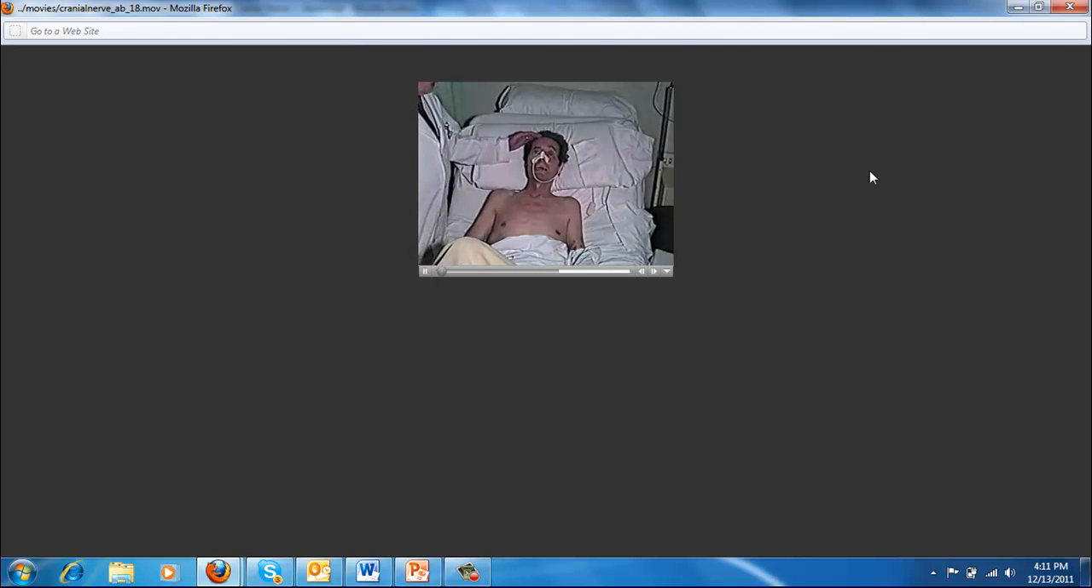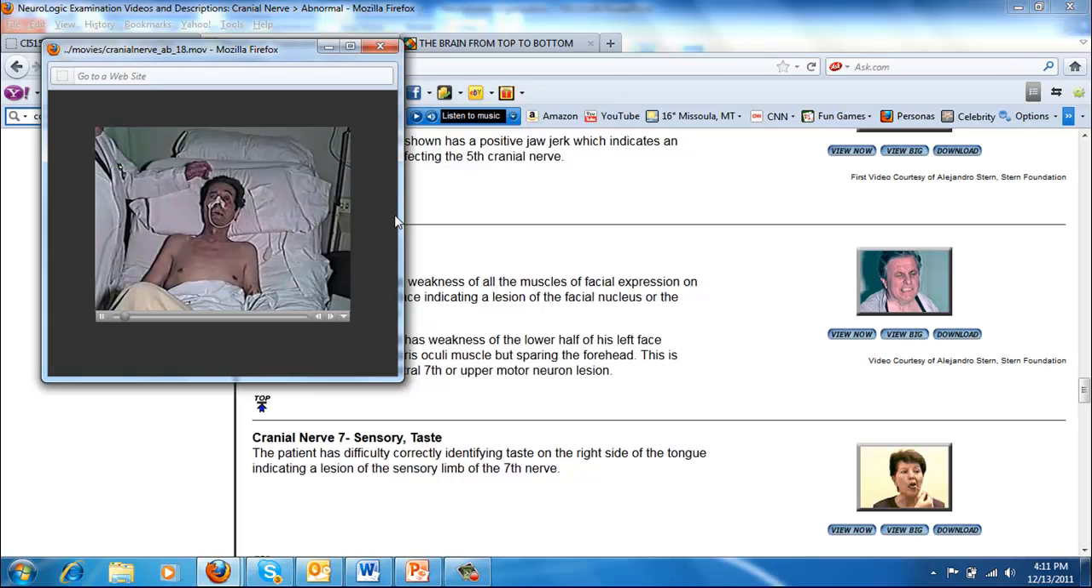Okay, so what actually minimizing doesn't do me any good. The screen size stays the same.